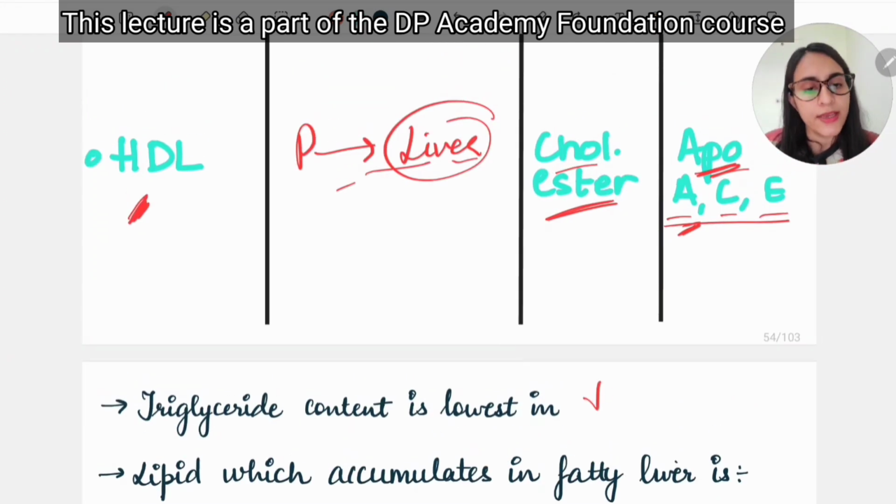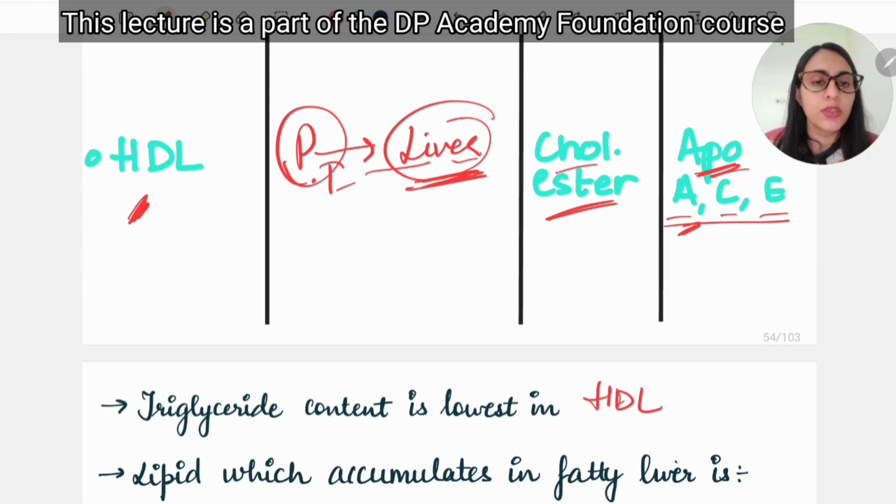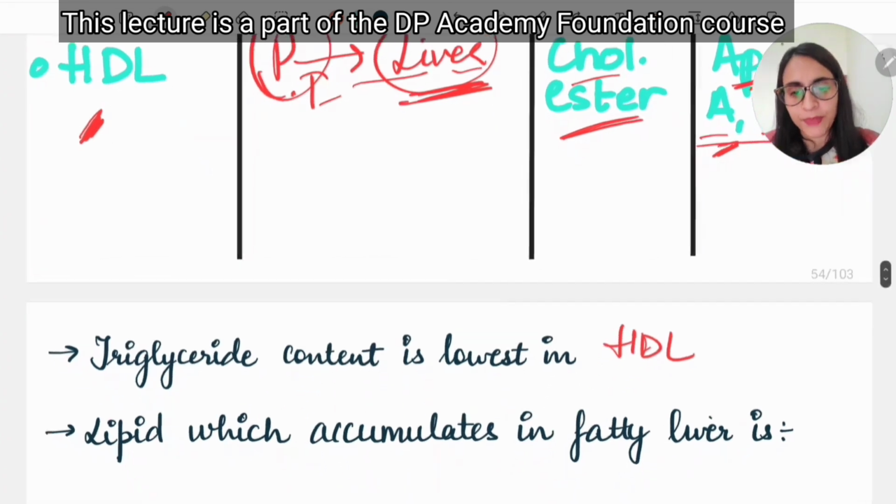Which is the good fat, guys? It is HDL, since it is going from the peripheral tissues to the liver, so that the fat is broken down and gives off energy. So HDL is a good form of fat.